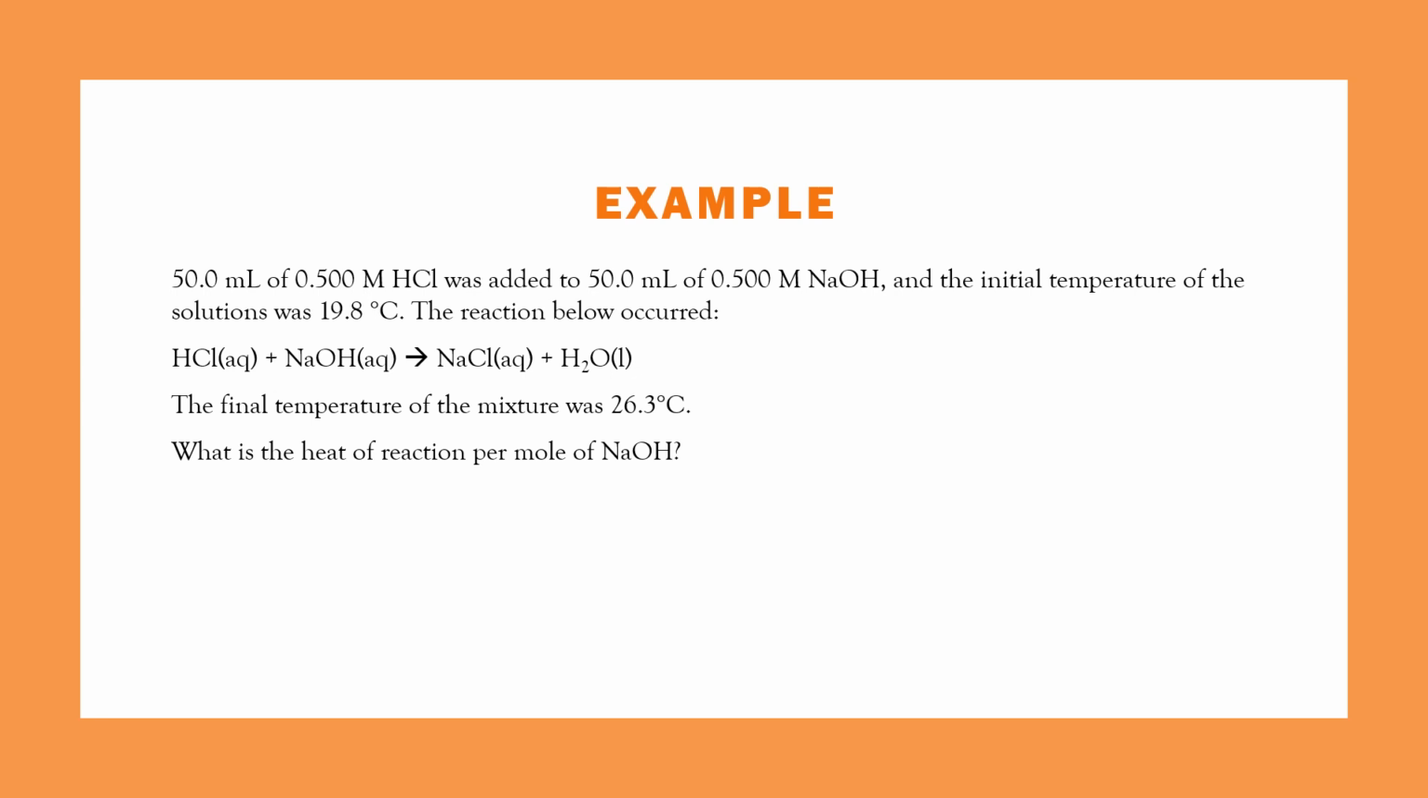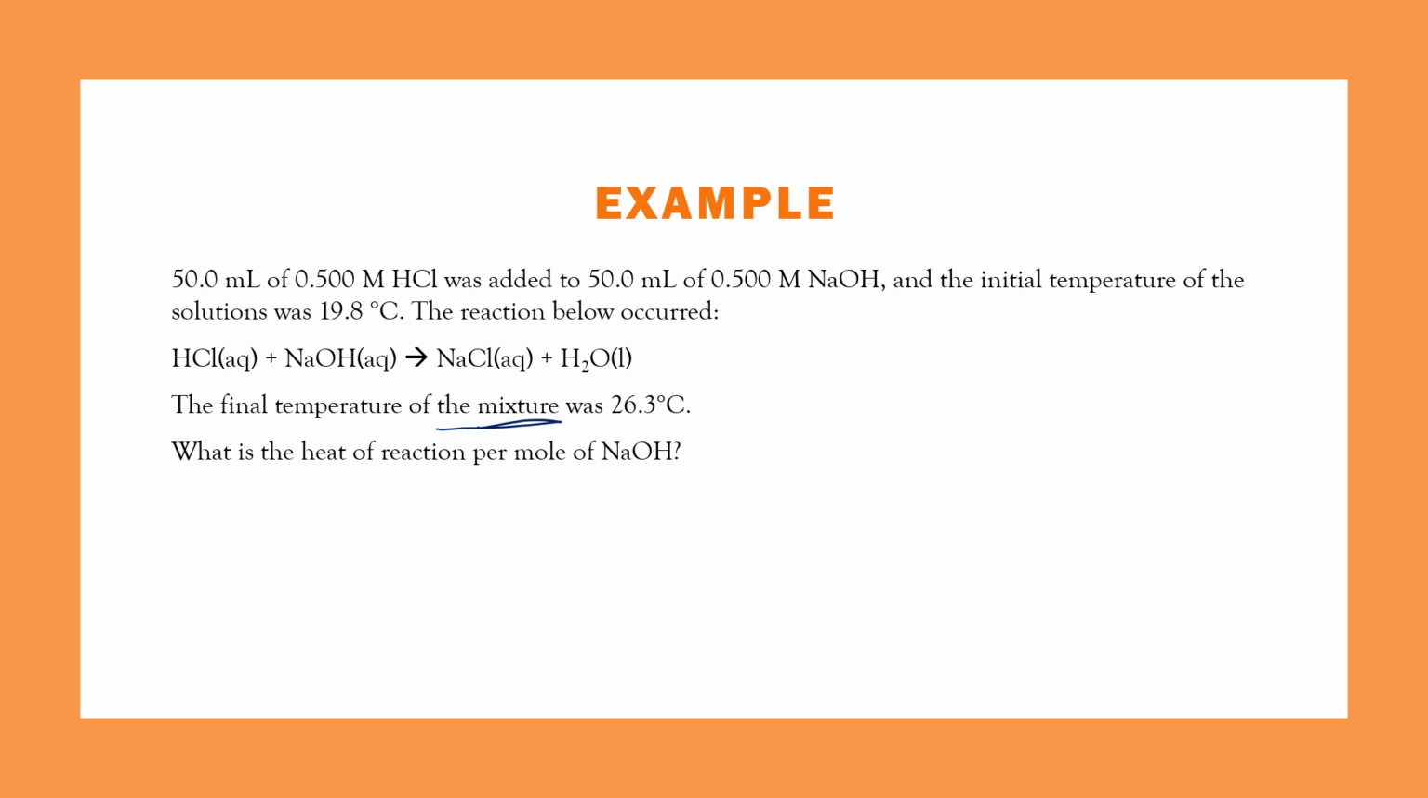Okay, so this one's a little different. It's still a calorimetry experiment because we're measuring the change in temperature, but we have two solutions that we're putting together and reacting. So we have 50 milliliters of HCl, 50 milliliters of NaOH. The initial temperature of both solutions was 19.8. The reaction happens, and the final temperature of the mixture was 26.3 degrees Celsius. What is the heat of reaction per mole of sodium hydroxide?